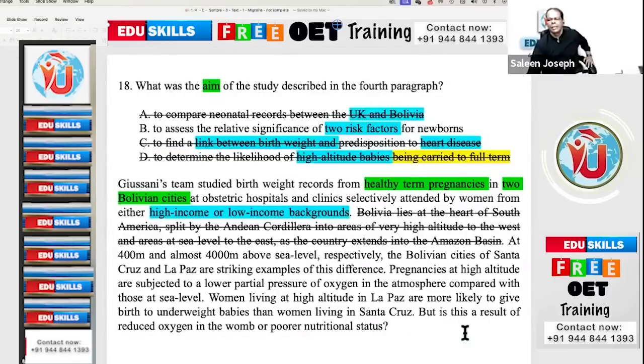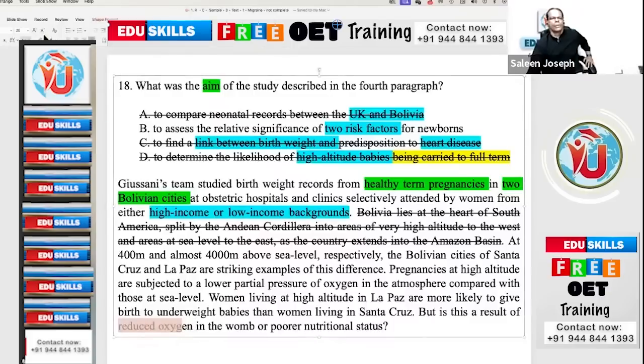But this is a result of reduced oxygen in the womb, or poor nutritional status. What are they? Two risk factors. As medical professionals, you know, these are the two risk factors where you will have undergrown babies, right? So these are the two factors. Is that clear? To assess the relative significance of two factors for newborns. So B is the answer.